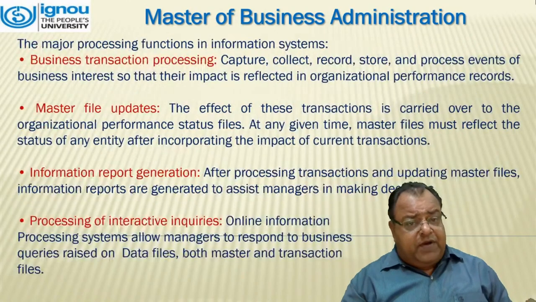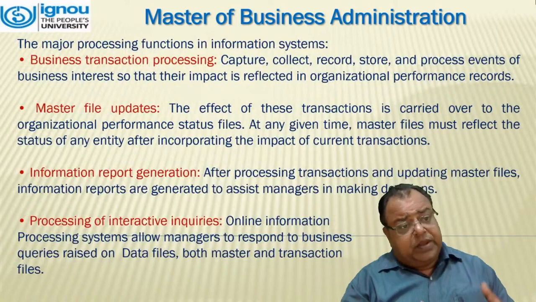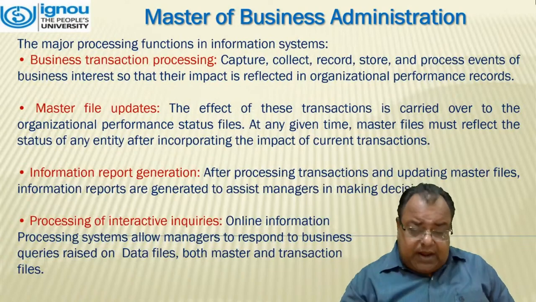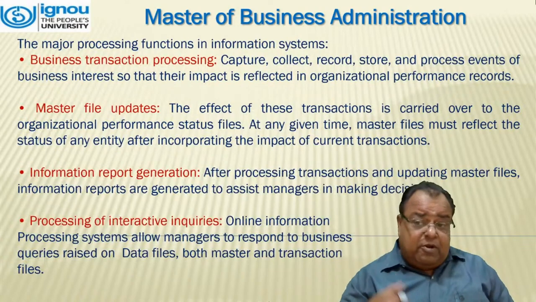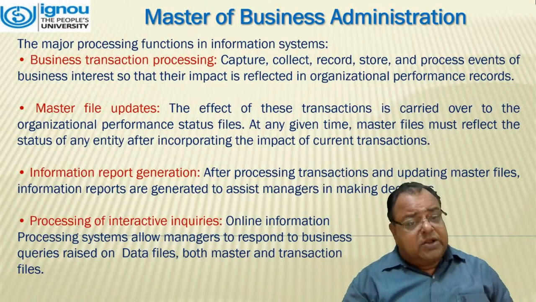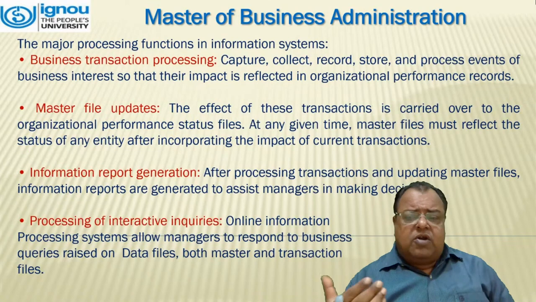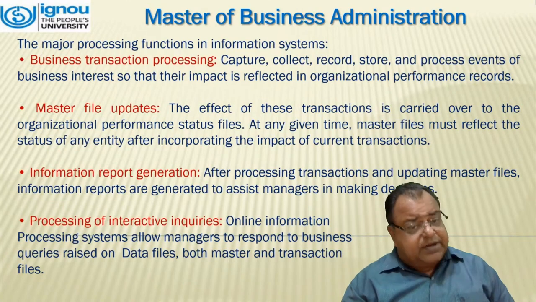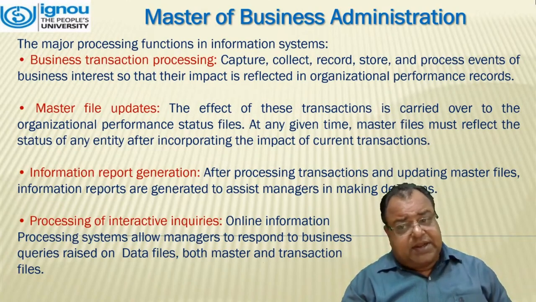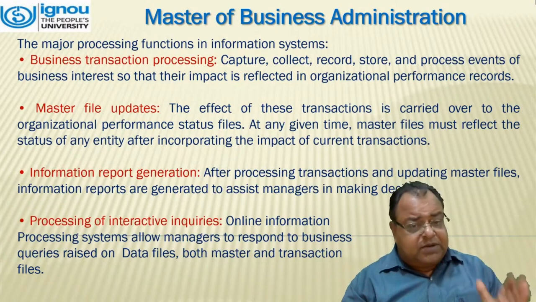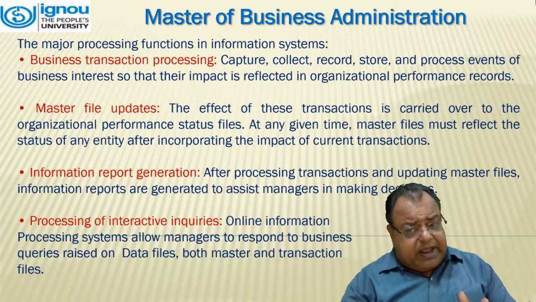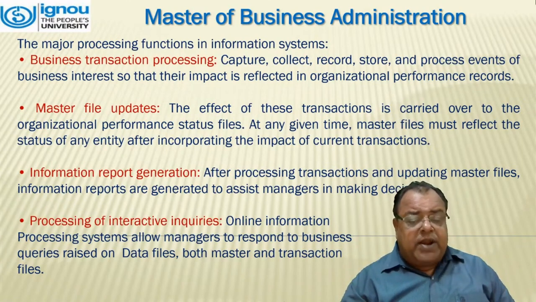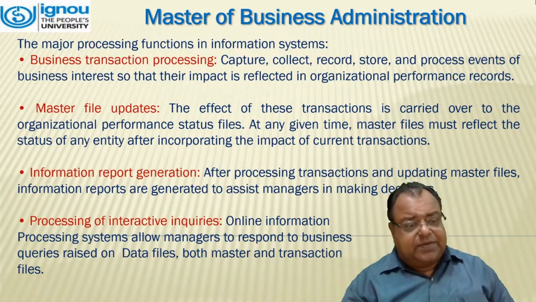The major processing functions in operation systems are, first one is business transaction processing. It captures, collects, records, stores, and processes events of business interest so that their impact is reflected in organizational performance records. Second one is master file updates. The effect of the transactions is carried over to the organization's performance status files. At any given time, the master file must reflect the status of the entity after incorporating the impact of current transactions.